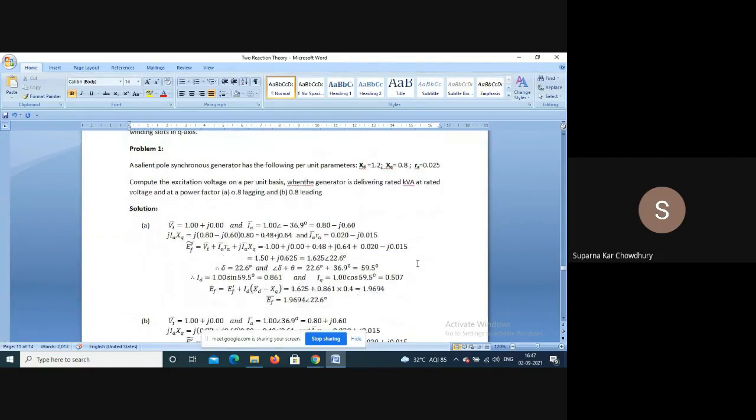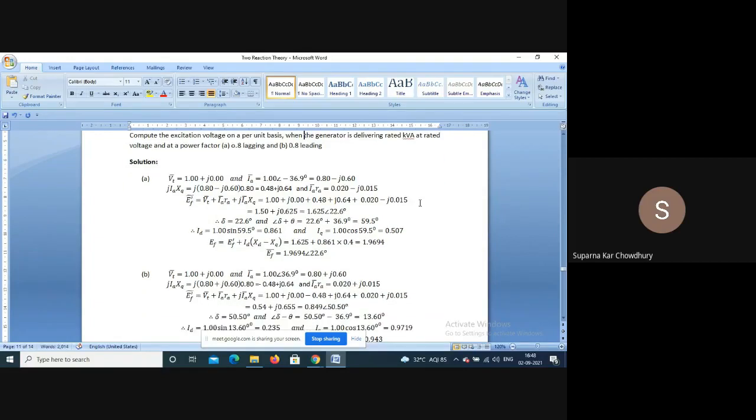So let us see a problem. A salient pole synchronous generator has the following per unit parameters: Xd is 1.2, Xq is 0.8, Ra is 0.025, all in per unit. Compare the excitation voltage on a per unit basis when the generator is delivering rated kVA at rated voltage and power factor of 0.8 lagging and 0.8 leading.